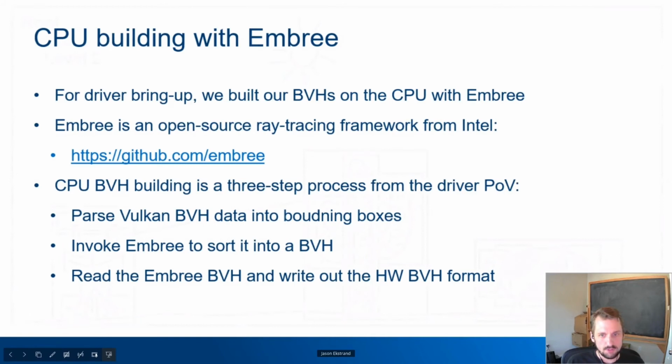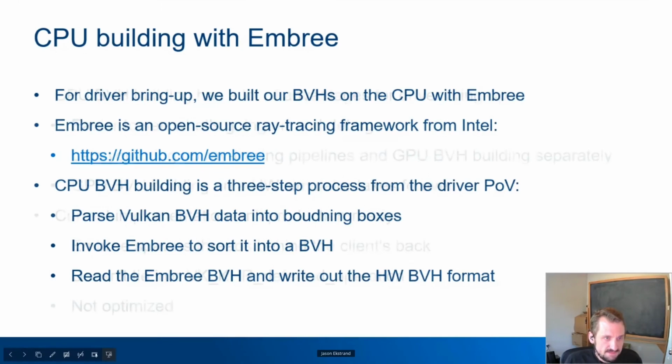Basically, what we do to build the BVH is first we parse all the Vulkan data into bounding volumes. So we look at every triangle, we compute the bounding box. Then we invoke Embree, and it sorts all of these bounding volumes into a BVH, and it has spatial algorithms to try and figure out where different stuff goes. I'm not going to go into those. And then we read the Embree data structure and we write out the hardware data structure.